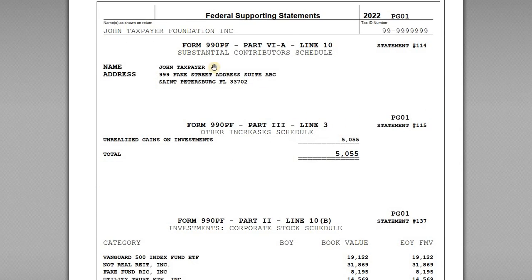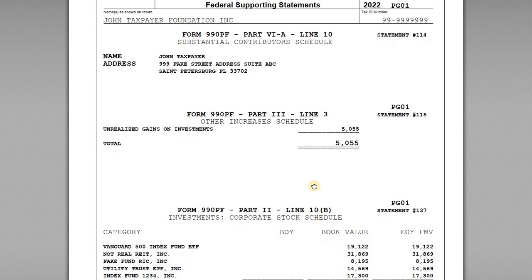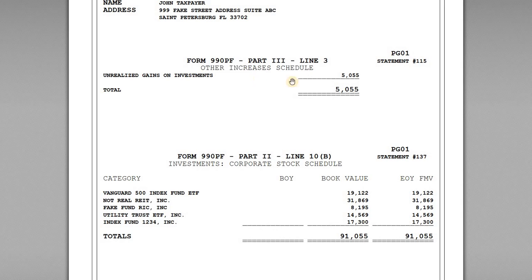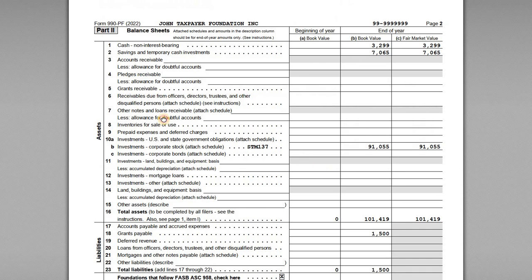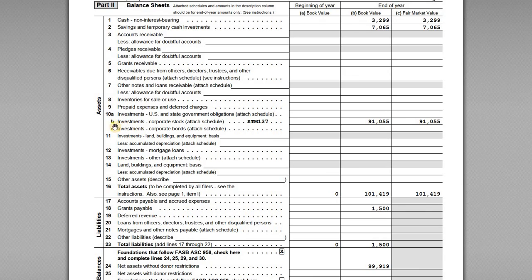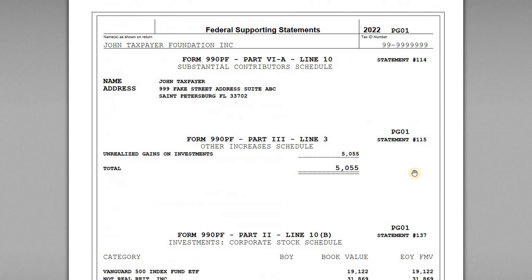Okay, supplemental information. So recall in Part 6A, it asks us to list the substantial contributors. And so we've got John Taxpayer's information listed there. The change in net assets, right? We've got that unrealized gain/loss on investments detail, just to let them know that is the reason for that adjustment. And then the investments in corporate stock. So if we look at the balance sheet here, in 10B and 10A and 10C also, it asks us, okay, you have investments in corporate stock, attach a schedule providing sufficient detail. And so that's what we've done here.